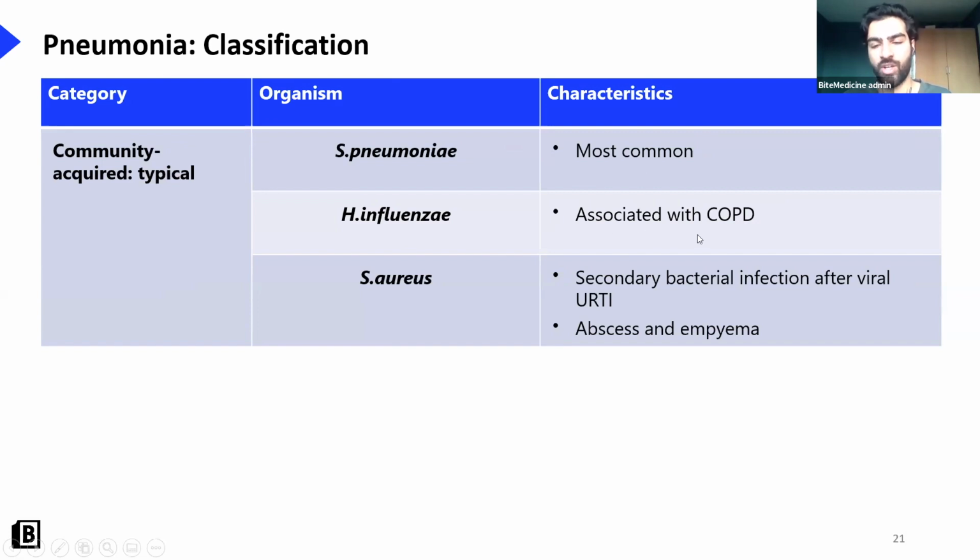Typical organisms are Strep pneumoniae, which is the most common cause of pneumonia, Haemophilus influenzae, which is associated with COPD. So patients with COPD in the community are at risk of developing pneumonia secondary to Haemophilus influenzae. And Staphylococcus aureus, typically this develops after a viral infection like the flu. Patients then get secondary bacterial infections with Staph aureus, and it can be quite nasty, leading to abscesses and empyema.